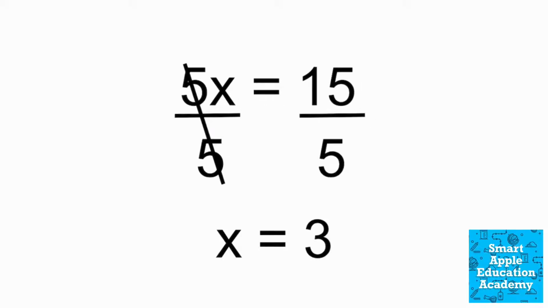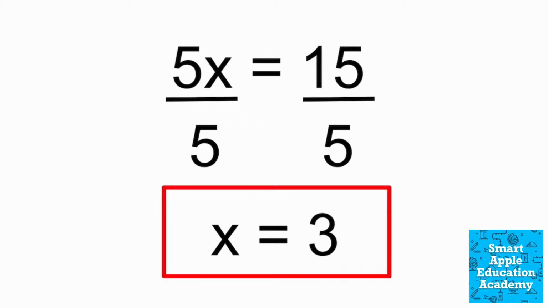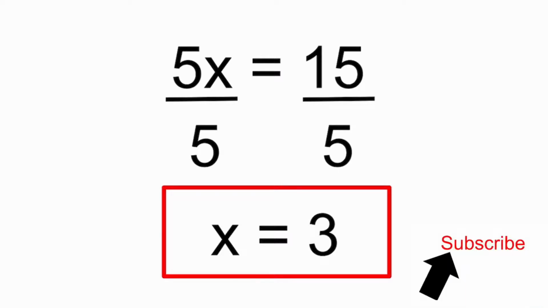Now we have x equals 3, because remember, the 5's canceled out, and the x remained, and 15 divided by 5 equals 3, so now we have x equals 3. We have solved for x equals 3. I hope you understood how we solved for x. I hope you enjoyed this video.